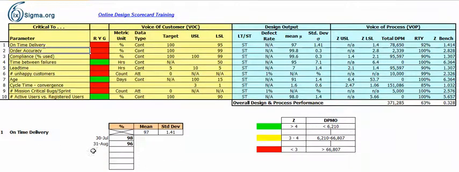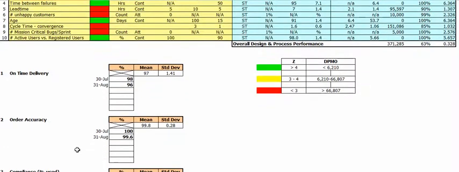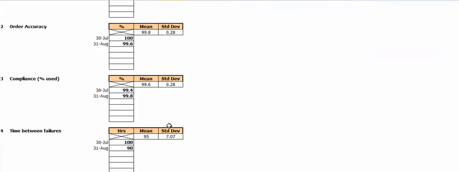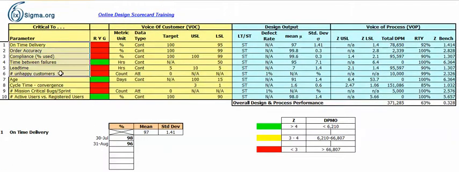Requirement number 2 is order accuracy. So if I go down, I have order accuracy in the same thing. I've got the dates I did capture those data points, the data itself, and then the mean and the standard deviation, and so on. Compliance and time between failures and so forth. Okay, so however many you have specified here in the spreadsheet, you will have a means of recording the data for each of these down further in the spreadsheet. And then this information is transposed up to the top here.